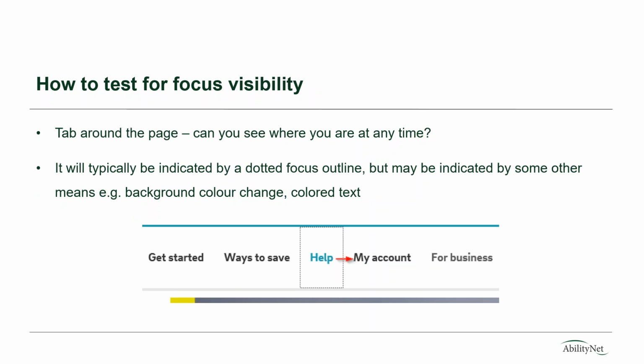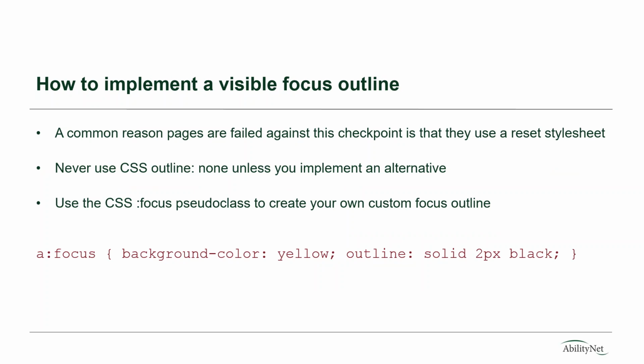Often a dotted outline is the very minimum, and that's the default action of browsers will give you a dotted outline around the currently selected link. But often you can use CSS to actually enhance this and provide a different color. So you can implement this. If you do not do anything, you will already have passed this checkpoint because browsers will implement a default focus outline.